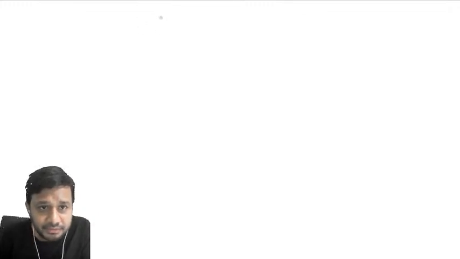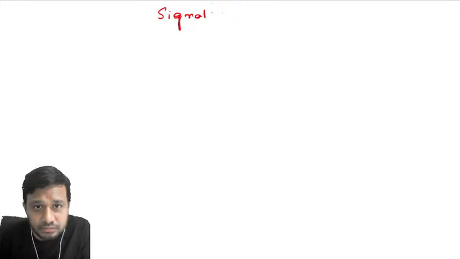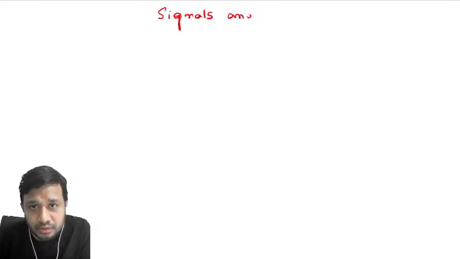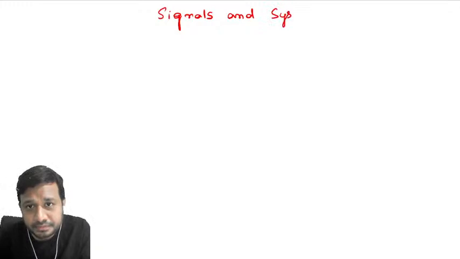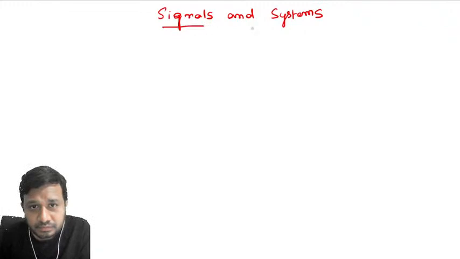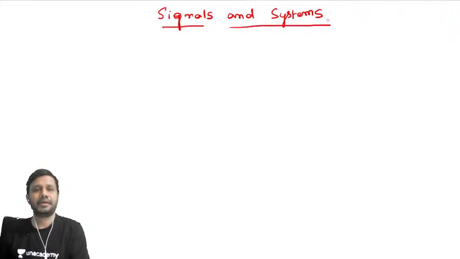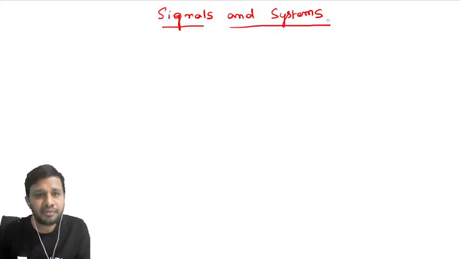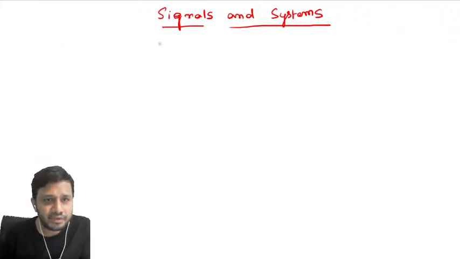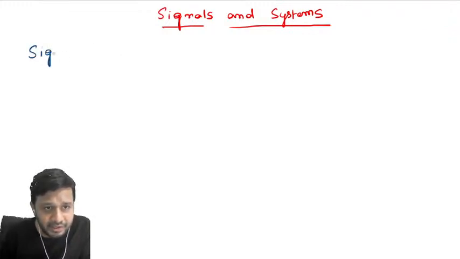Okay. So our subject is, let me put the heading, signals and systems. Right. Before going to start the subject, first of all you must know what is the definition of a signal. How we are going to define a signal.